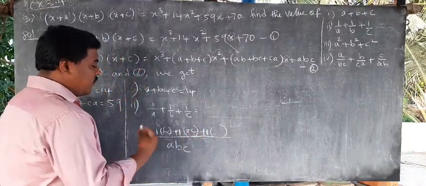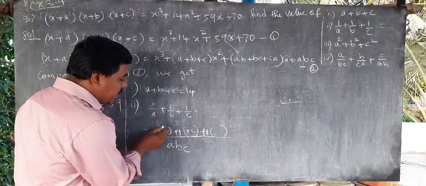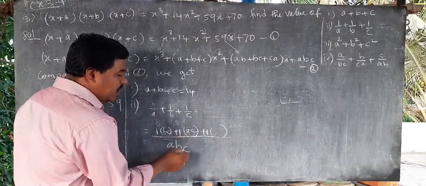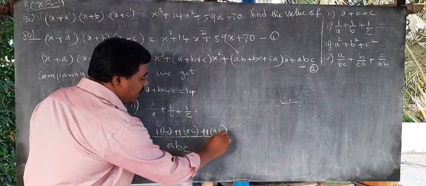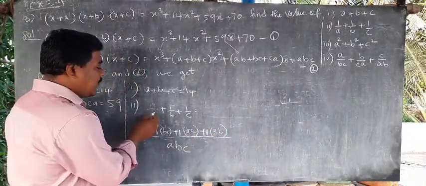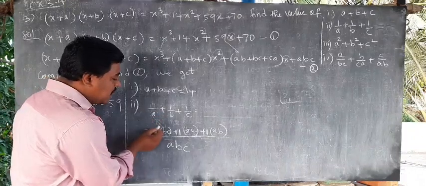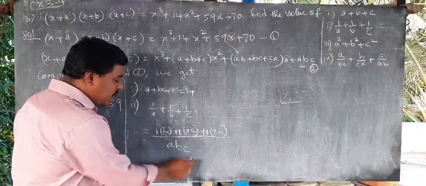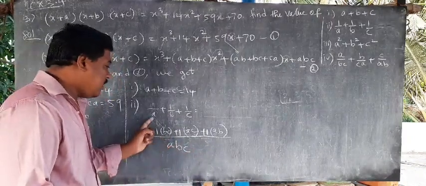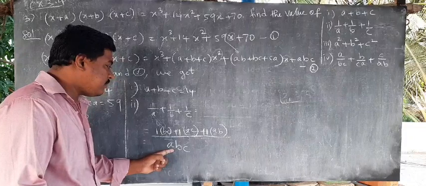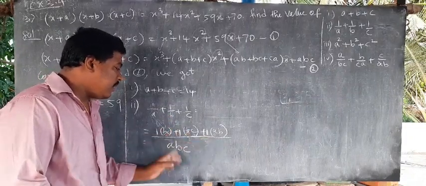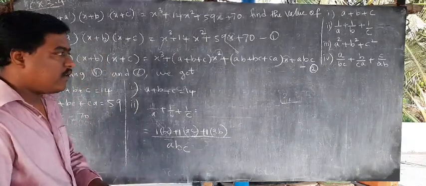Now the problem is: A into BC is what? ABC. B into AC is what? ABC. C into AB, we are getting ABC. So whatever number you have in the denominator, multiply it into the numerator and we get the denominator, that is the LCM. So listen, A into BC, ABC. B into AC, ABC. C into AB, ABC. Like that we have to find.